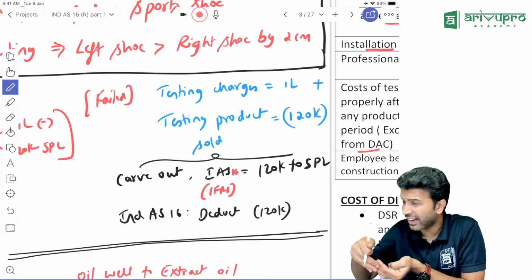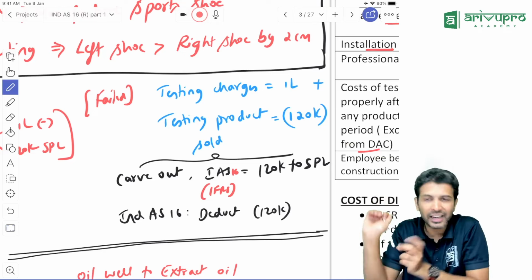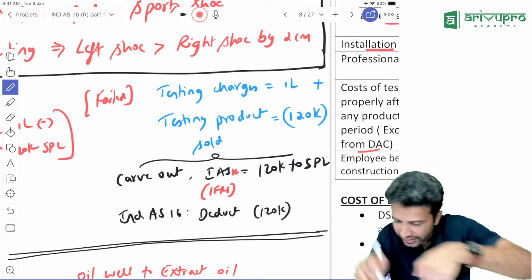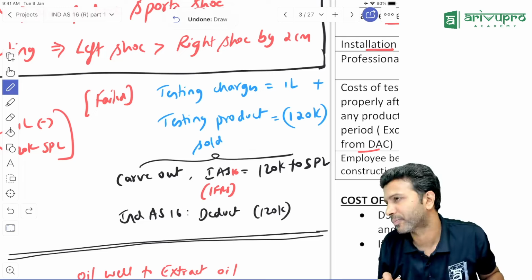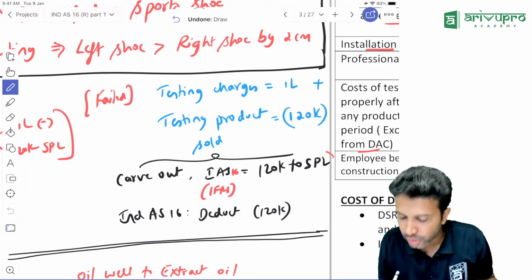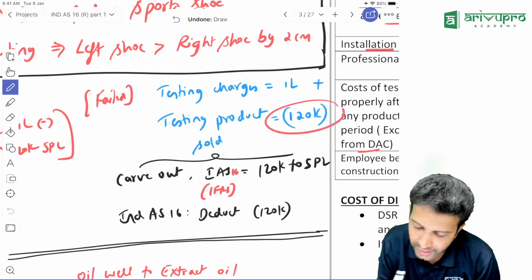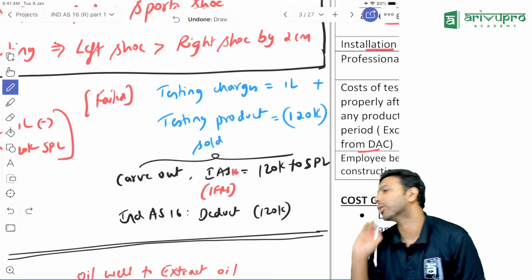We have drafted Ind AS, but we have copy pasted. Not entirely copy pasted. We have taken it and made some changes. And this is one area of change. IAS 16 is saying the sale proceeds of this tested product, you transfer it to SPL. But Ind AS 16 is saying 1,20,000, you reduce it from the cost of PP.